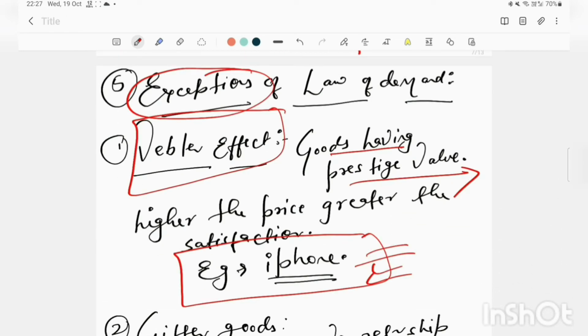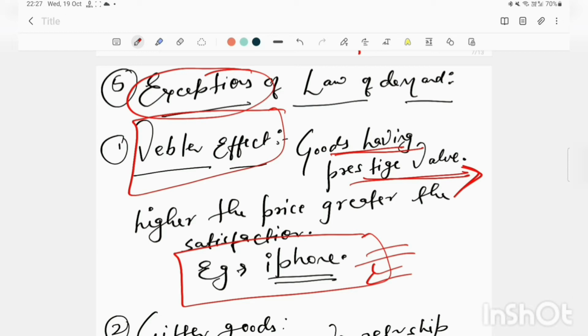So now let's understand the exceptions of the law of demand. The first one is the Veblen effect. And what does it say? Goods having a prestigious value. For example, iPhone. Why do we purchase iPhone? Because it has a prestigious value in the society.